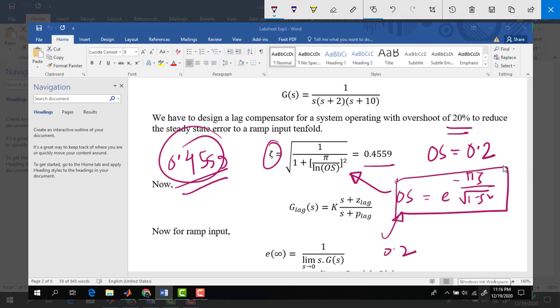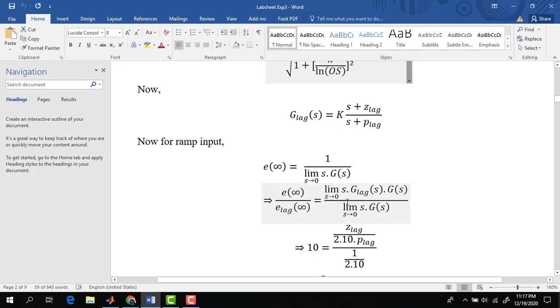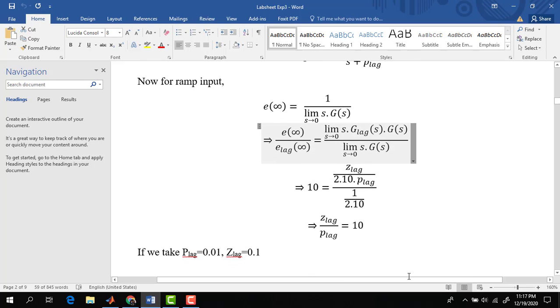So after that, as I have already said, the transfer function of the lag compensator is something like this. It has a gain k, and it has a 0 at z lag and a pole at p lag. Depending on the value, it will be minus. So minus z lag and minus p lag. So for ramp input, we already know. Let me just.